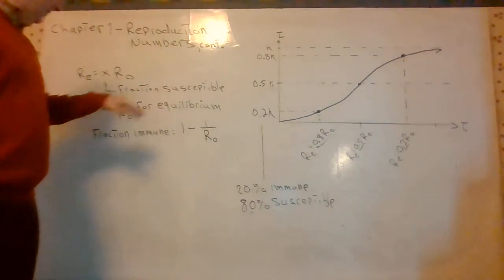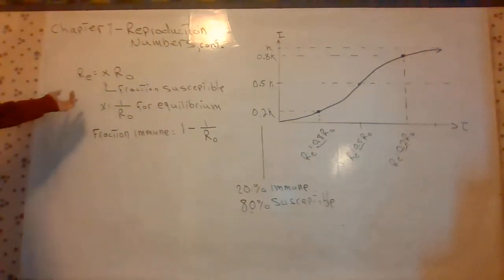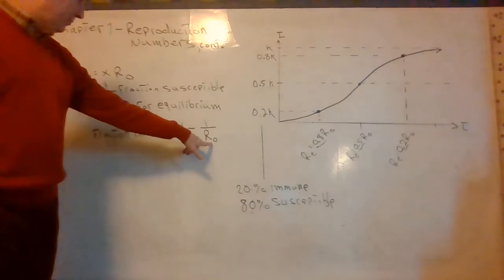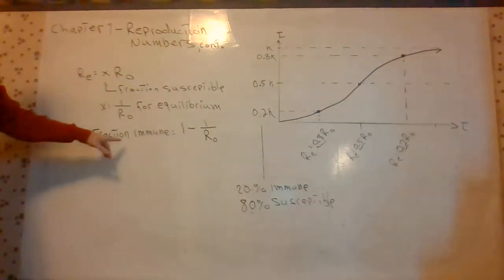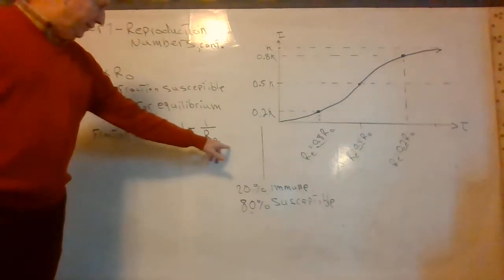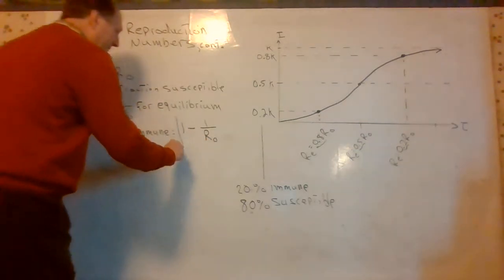That's susceptible. Now the immune is just a complementary decimal. So for instance, if this is 0.7, that would be 0.3. You could just subtract that from 1. And this is the fraction we need for immunity, this fraction right here. That's a pretty important formula.